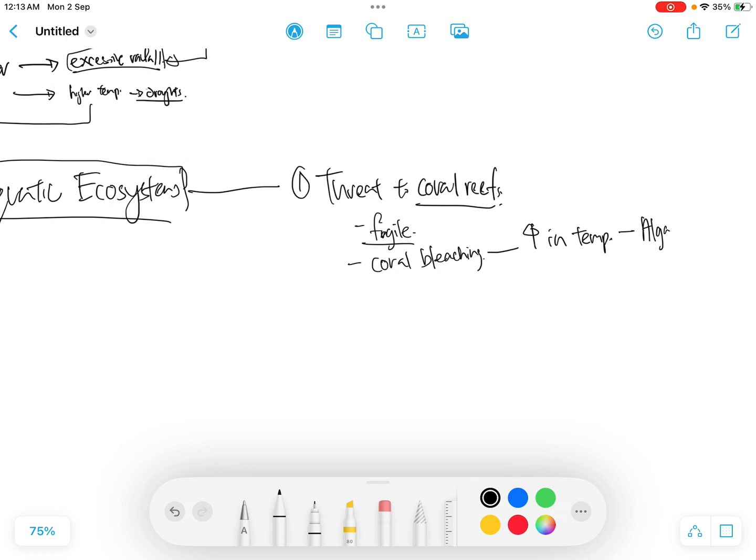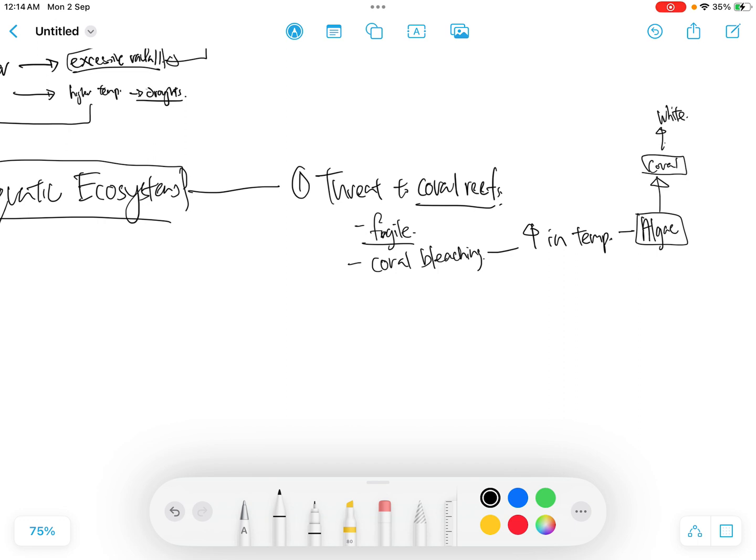Okay, it causes algae to leave these coral reefs, and these coral reefs will then turn white. That's why it's called bleaching. Okay, you can look at the relationship between algae and corals.